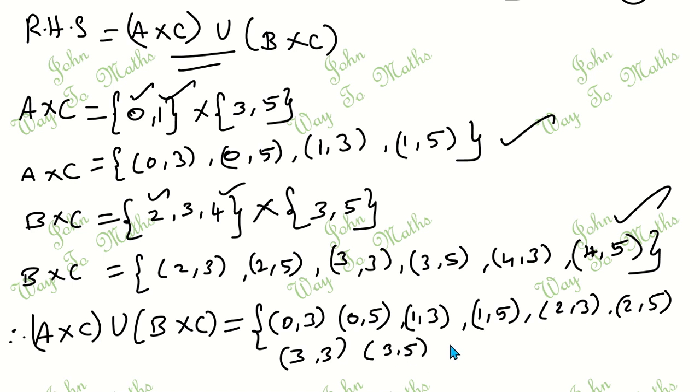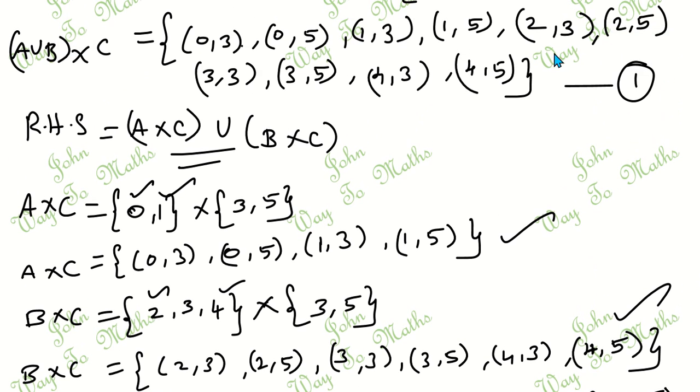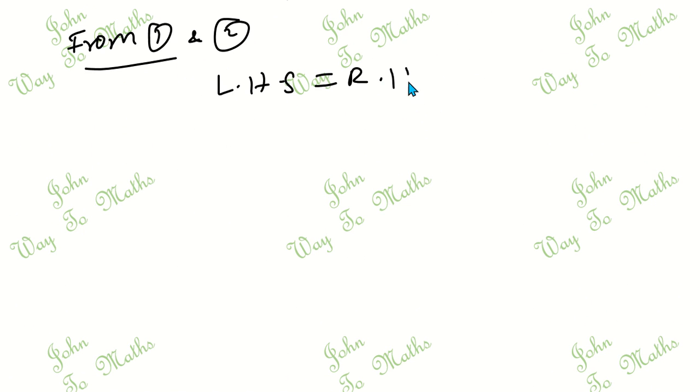3 comma 5, then 4 comma 3, then 4 comma 5 is the RHS. Consider as equation number 2. So from equation number 1 and 2 we get equal values. So from 1 and 2, LHS is equal to RHS.